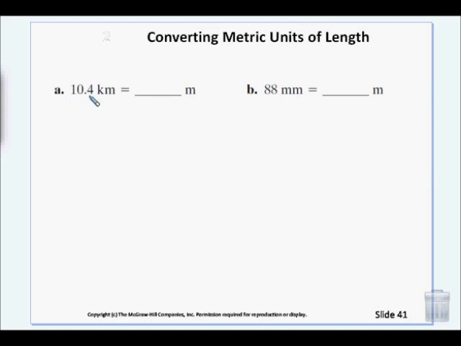Okay, if I want to go from 10 kilometers to meters, I'm going down the staircase, right? Hecta, deca, meter. So I'm going 3 steps: hectometer, decameter, meter. So 10,400 meters.